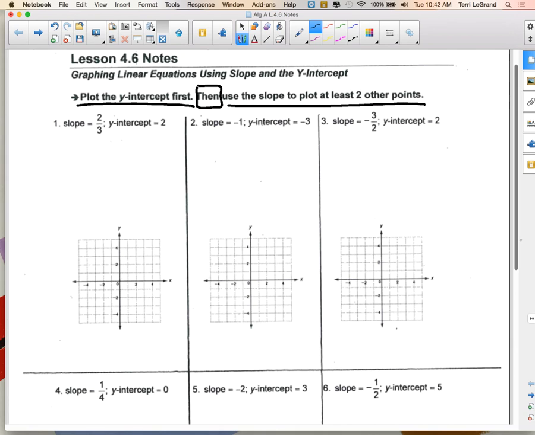So here's the deal. You must have a minimum of 3 points, as long as the graph will hold at least 3. In the x and y-intercept way, there's only one x-intercept and only one y-intercept, so we can only do 2. But we're not talking about the x and y-intercept way. We're talking about using the y-intercept and then the slope to help us get other points.